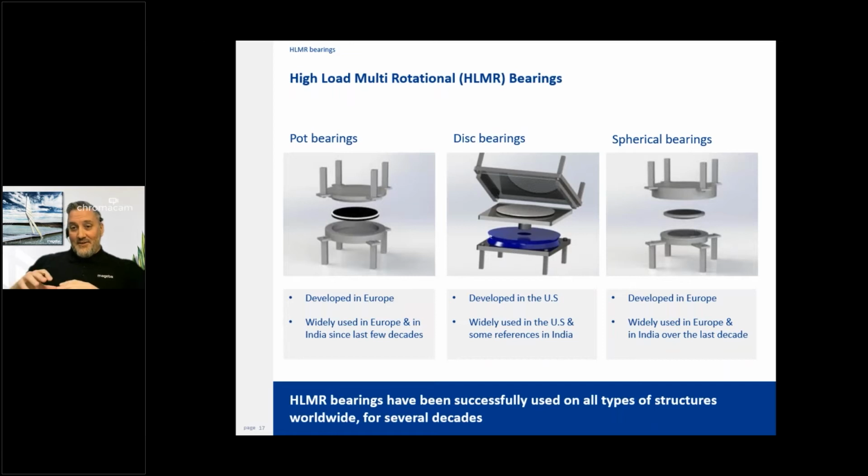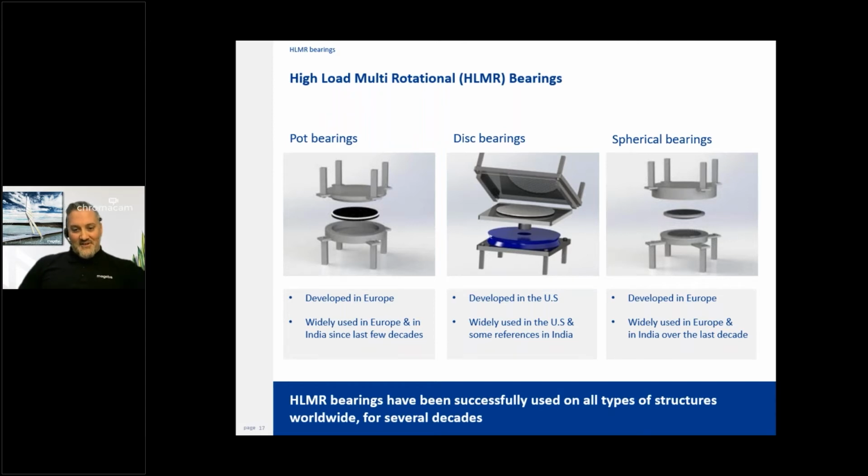And then we look at a whole category together, the high load multi-rotational. There are 3 general groups thereof: pot bearings, disc bearings, and spherical bearings. And you might be able to tell that the lower and upper parts of all these bearings are pretty similar. Typically an upper plate, a lower plate, and then some transfer. And the cores are the real difference, the centerpieces.